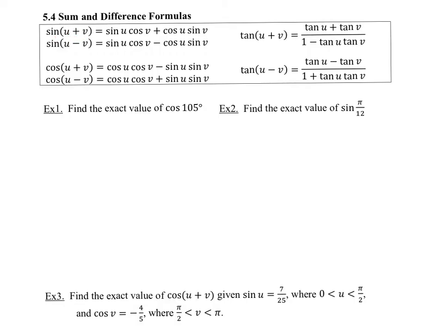The sine of u plus v is sine u cosine v plus cosine u sine v. The minus is similar, but it has a minus sign. The cosine of u plus v is cosine u cosine v minus sine u sine v. And then the cosine of u minus v has an opposite sign.